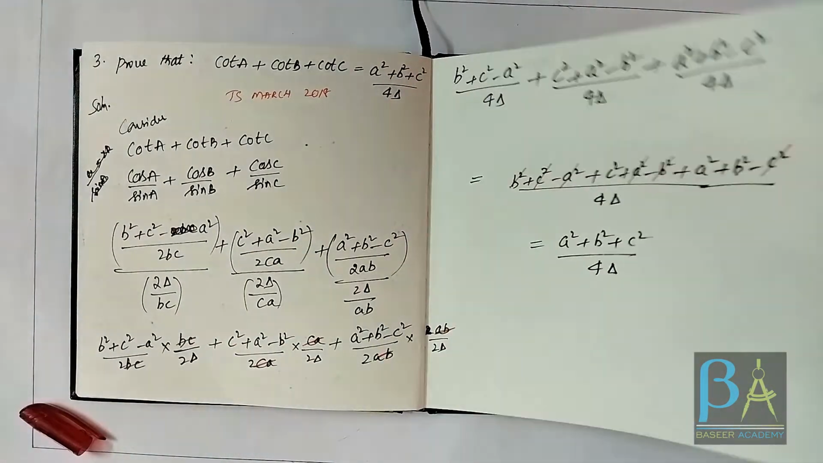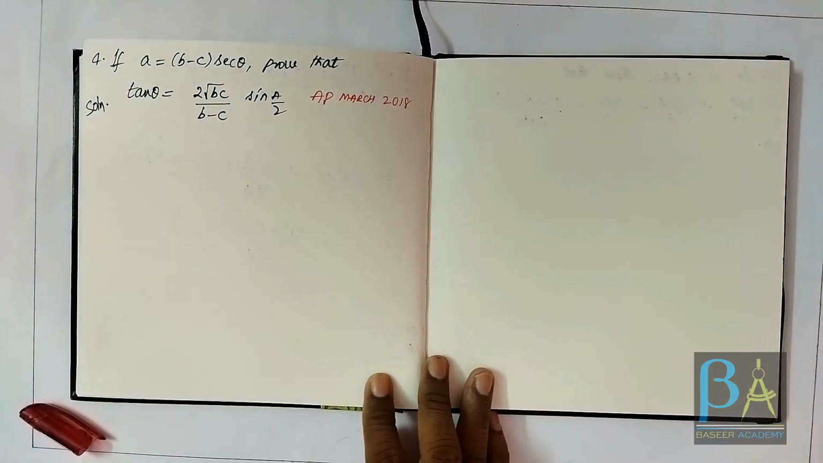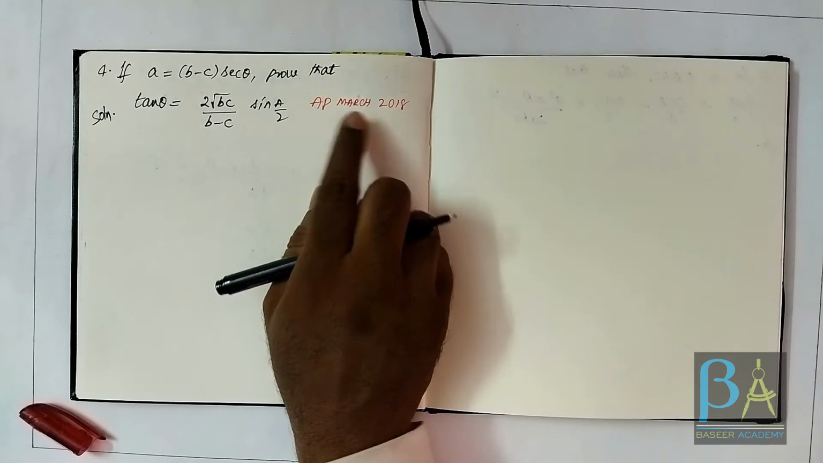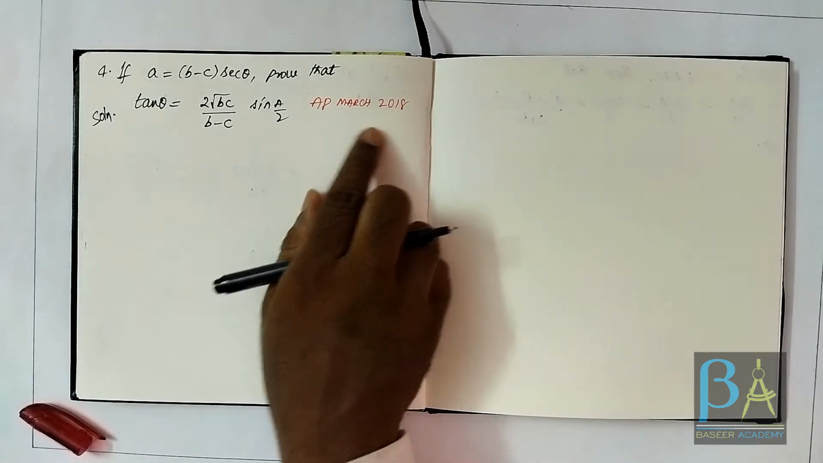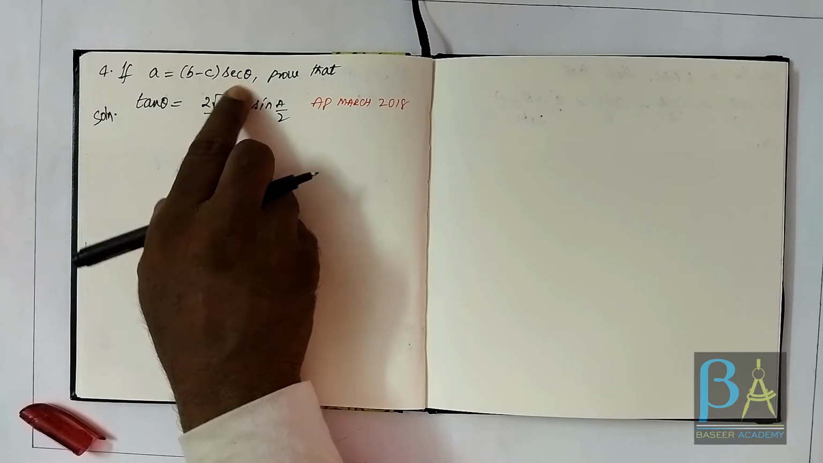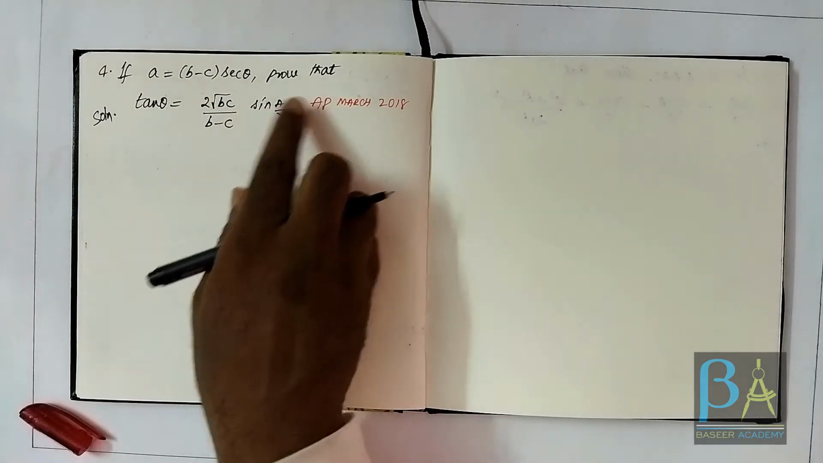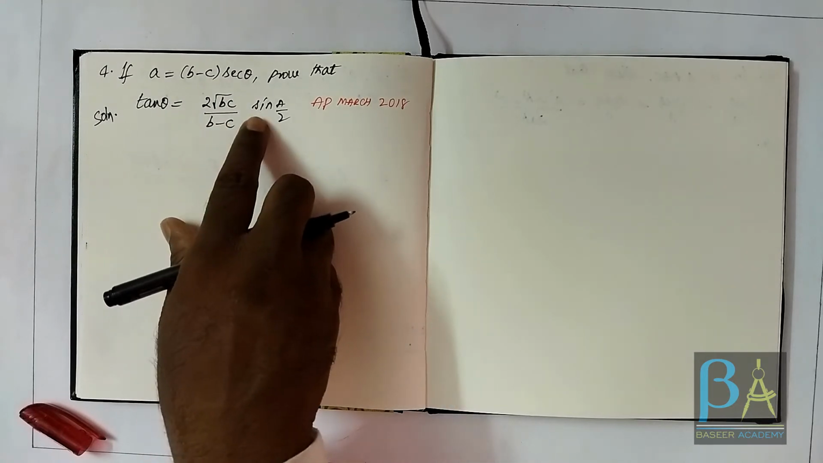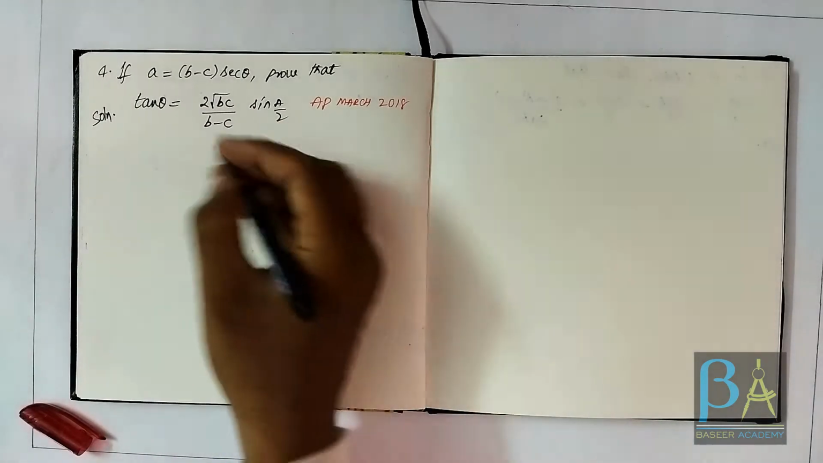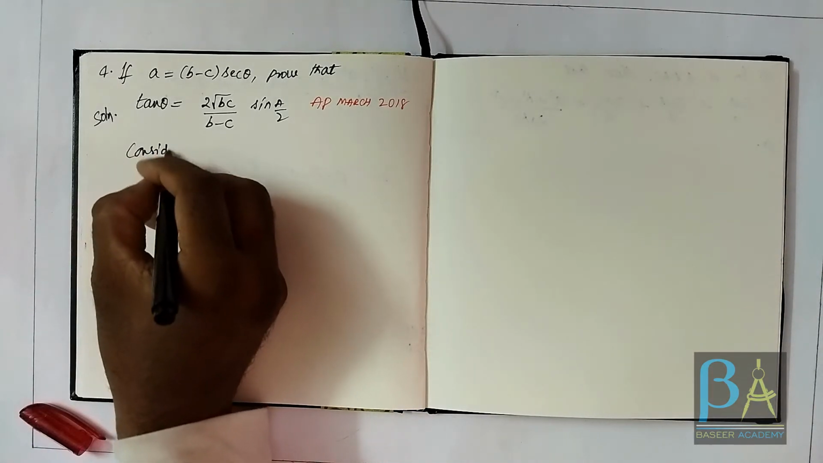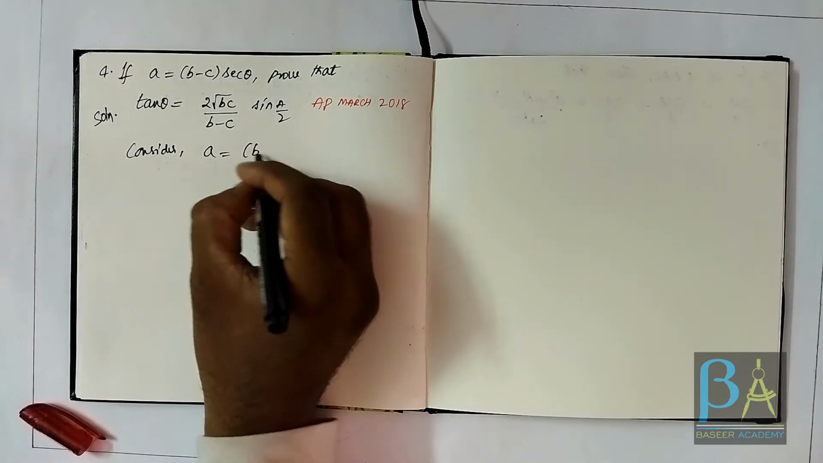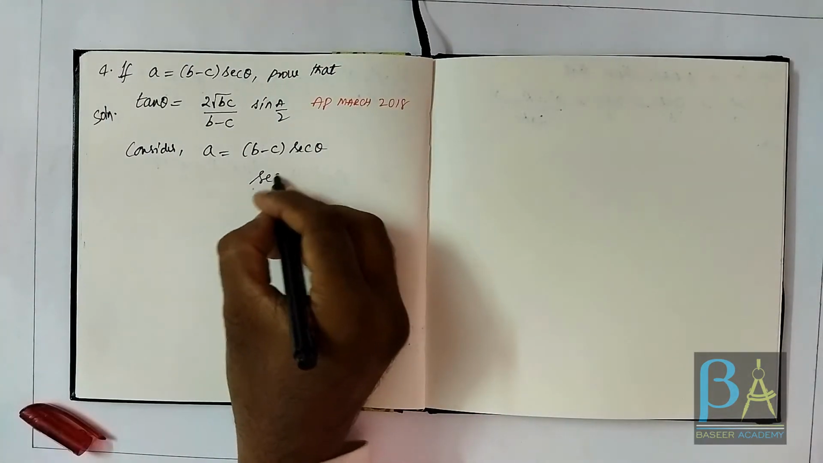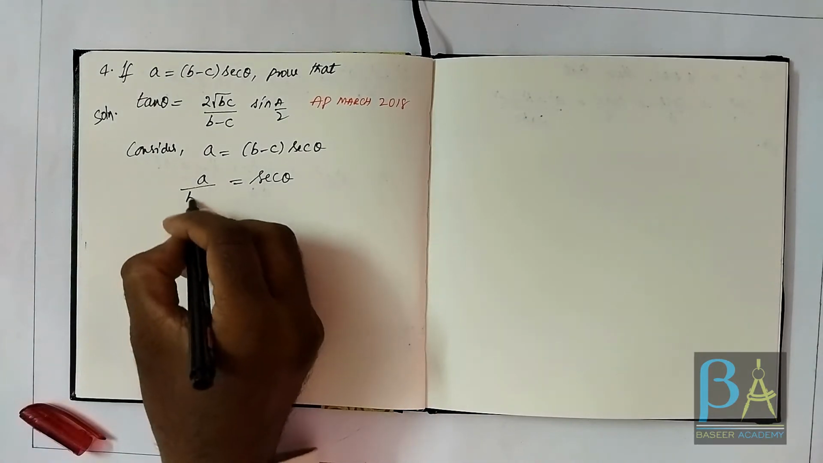Now let us move on to the next question here. This question was asked in the Intermediate first year examination AP March 2018 question paper. It says here A is equal to B minus C secant theta, and we are supposed to prove tan theta is going to be 2 under root BC by B minus C into sine A by 2. Let us consider what is given to us first. Consider this thing. A is equal to B minus C secant theta. Now, secant theta is going to be A by B minus C, isn't it?